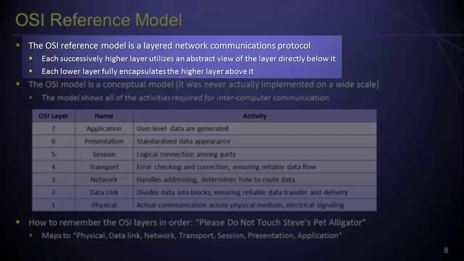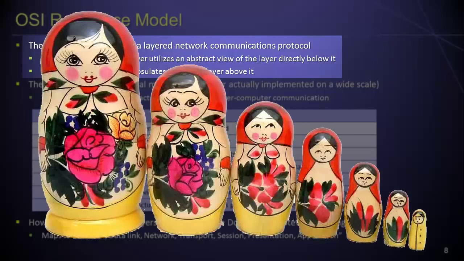The OSI model consists of 7 different layers, with each successively higher layer utilizing an abstract view of the layer directly below it. Put another way, the details of how lower layers actually work are hidden from higher layers. Conversely, each lower layer fully encapsulates the higher layer above it. Visually, the encapsulation of successively higher layers by lower layers within the OSI model is similar to Russian Matryoshka dolls.